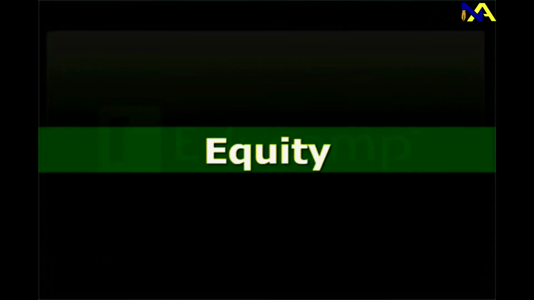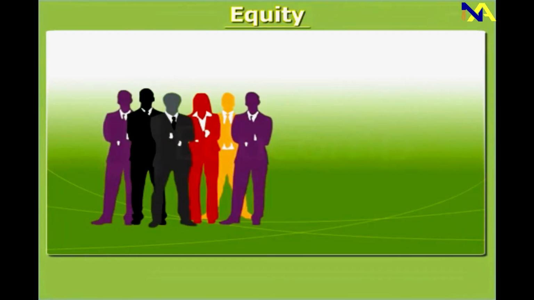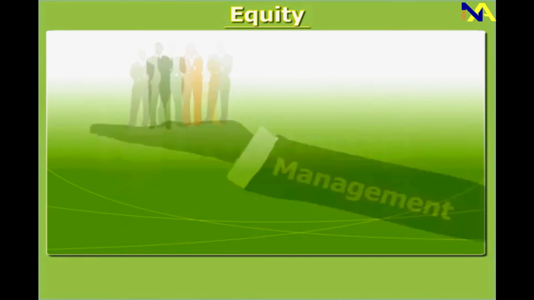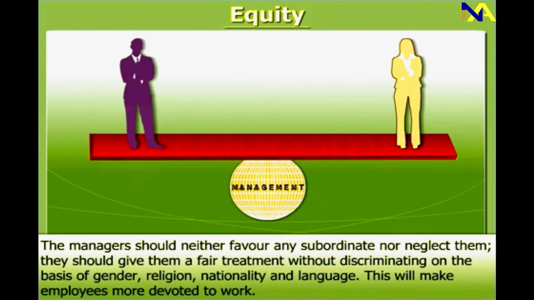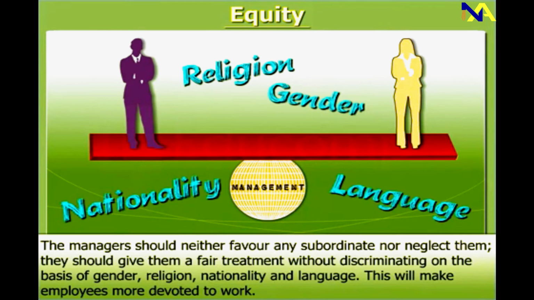Fayol's 11th principle of management is equity. According to this principle, everyone in an organization should be equal in the eyes of management. The managers should neither favor any subordinate nor neglect them. They should give them fair treatment without discriminating on the basis of gender, religion, nationality and language. This will make employees more devoted to work.